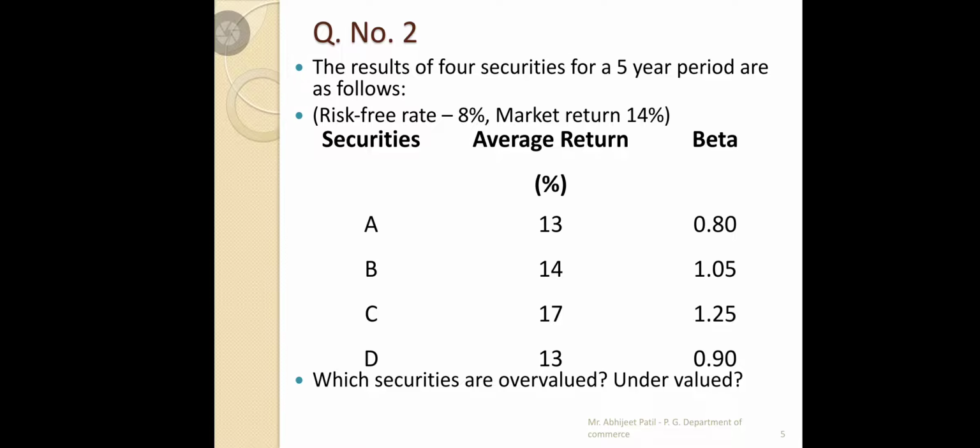The question they ask is which securities are overvalued and undervalued. Now this is very much important because this question was asked in the RCU examination question paper, December 2014, for 15 marks. It means we should calculate the expected rate of return as per CAPM and decide which securities are overpriced and underpriced, or overvalued or undervalued, as per the given securities. So we will calculate that.